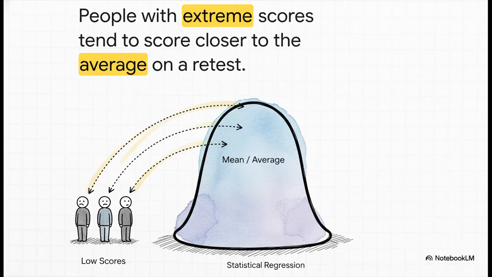Okay, this next one sounds super technical, statistical regression, but the idea is actually pretty simple. If you pick people for a study because they scored, say, extremely low on a test, chances are the next time they take it, they'll score a little bit higher. Not because of your treatment, but just because of random luck. They're regressing to the mean, or just drifting back toward average. This can totally trick you into thinking your treatment is a miracle when it was really just a statistical quirk.